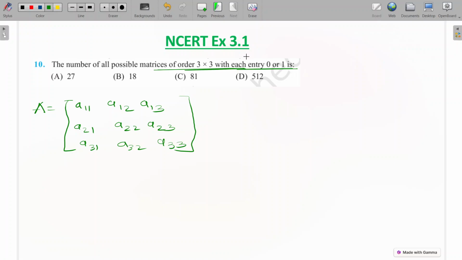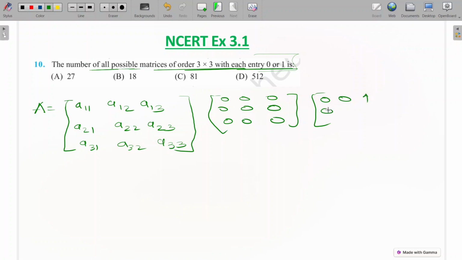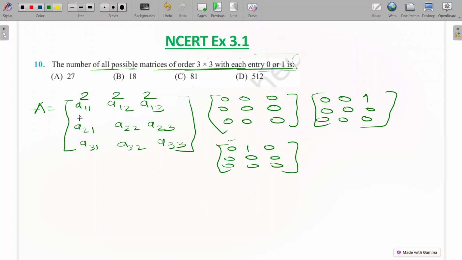Now the possible entries can be 0 or 1. So what is the number of possible matrices? It means this will be one matrix, 0 0 0 0 0 0 0 0 0. This can be one matrix. This can be another matrix, 0 0 1 0 0 0 0 0 0. And again this can be another matrix, 0 1 0 0 0 0 0 0 0. So at any point we can have the value as either 0 or 1. So here we can have two values, here also two values, here also two values, and so on for every entry.